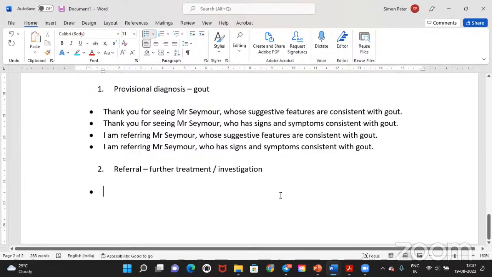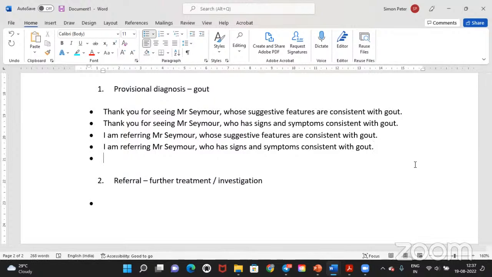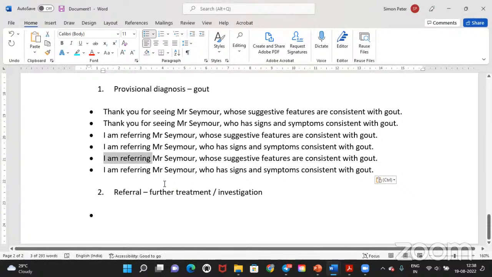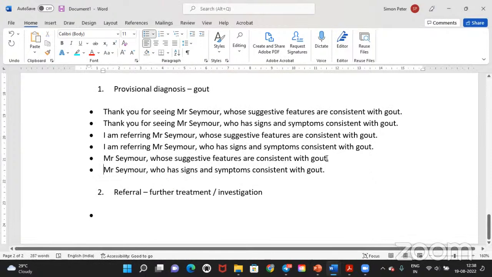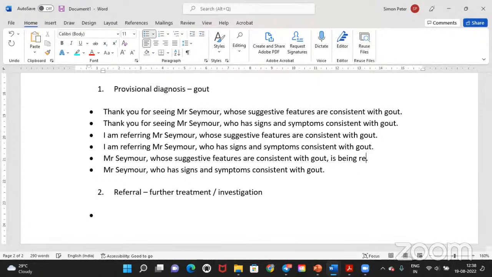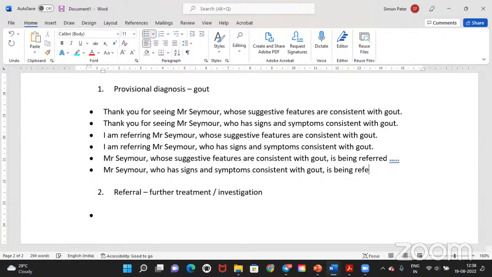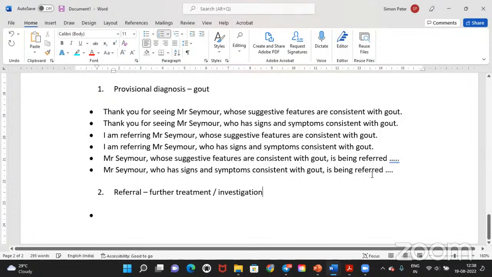But this sentence can also be written in passive voice. These two sentences can also be written in passive voice. So, remove I am referring and start with Mr. Seymour. So that's Mr. Seymour, comma, is being referred, dot, dot, dot. So like that, continuation will be there, comma, continuation. So you can write like this. This is the best sentence, okay? If you write like this, you'll get more, because it is passive voice. Is being referred is passive voice.